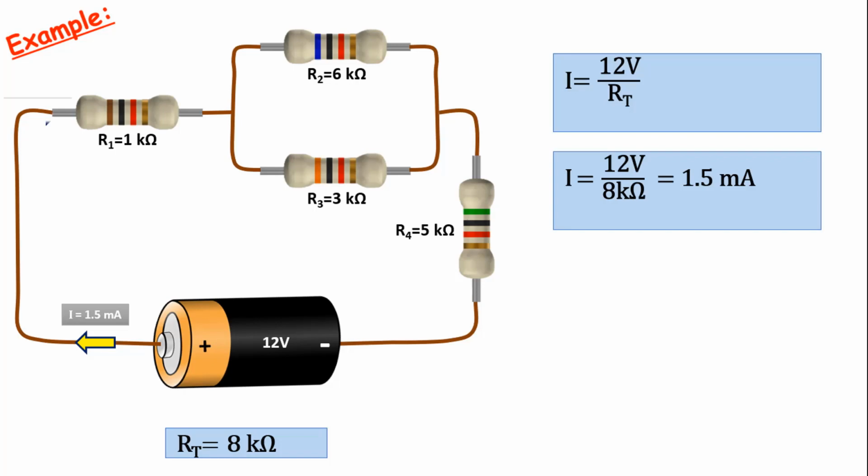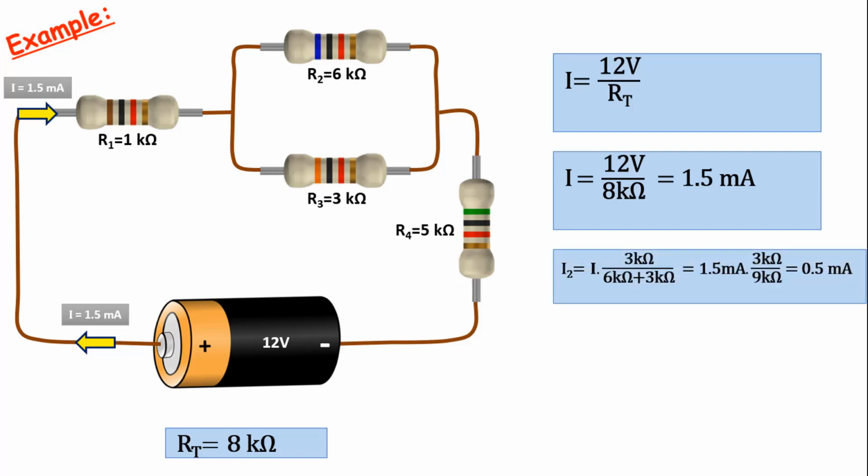If the mains current is 1.5 milliamps, 0.5 milliamps will flow through 6 kiloohms. If it is 1 milliamp, it will flow through 3 kiloohms. So how do we do this mathematically? If we call the current flowing through the R2 resistor I2, this value becomes I times 3 kiloohms over 9 kiloohms. When we do this operation, we find 0.5 milliamps.